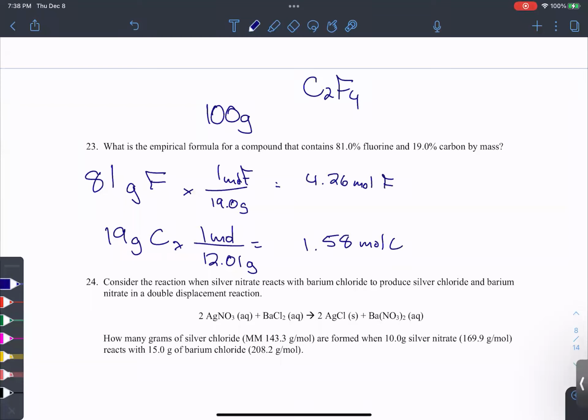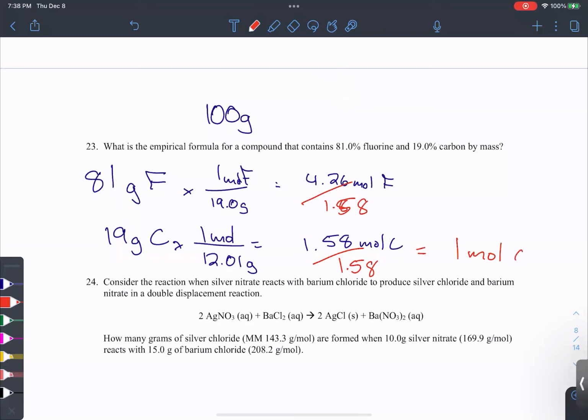No, we don't do that. What do we have to do with these numbers? Divide by the smallest one. Yes, by doing that, we basically force one of them to be a whole number. So if we divide both of them by 1.58, we force carbon to be 1 mole of carbon. And then fluorine is 2.696 moles of fluorine. So do I just round this up to 3? And so it's CF3? No, what do I do?